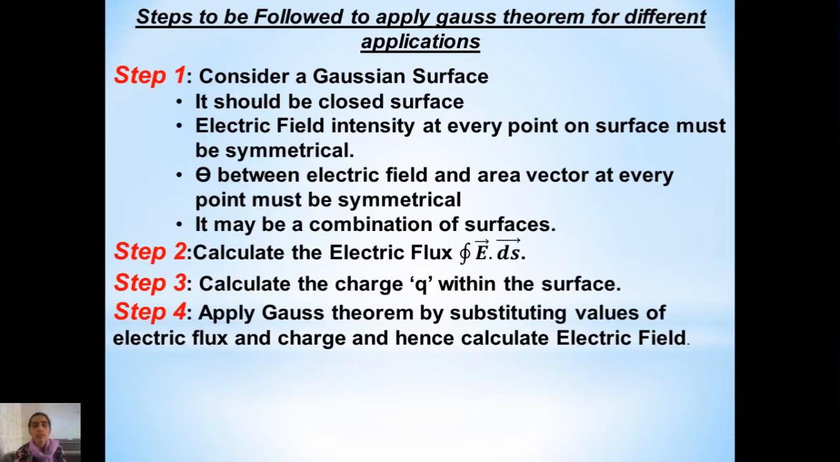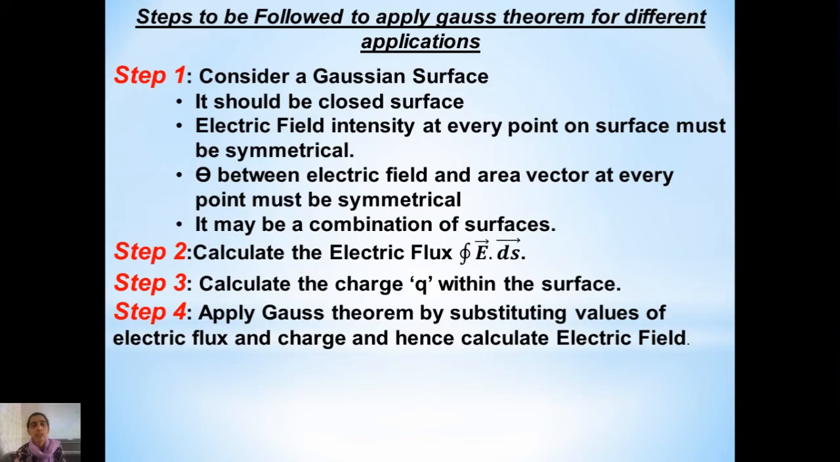The very first step is to consider a Gaussian surface, right? So what we should make sure when we are considering a Gaussian surface is that it should be a closed surface and electric field intensity should be symmetrical. The angle between the electric field and the area vector should be symmetrical, and also we can consider either a single Gaussian surface or a combination of surfaces, right? And that is the first step to consider a Gaussian surface.